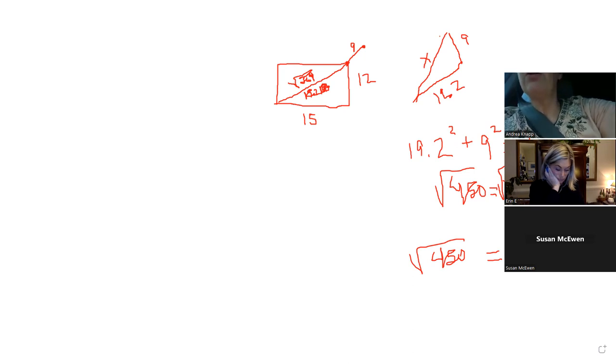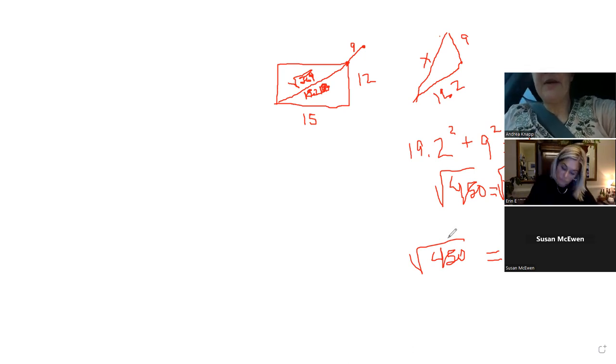So first of all, let's just consider the base of that rectangular prism. And that's what I have drawn right here. The base of that, we're going to call it 15 by 12. And if you use the Pythagorean theorem, 15 squared plus 12 squared equals x squared, or equals hypotenuse squared. And then take the square root of both sides, you get root 369 is the hypotenuse of that base.